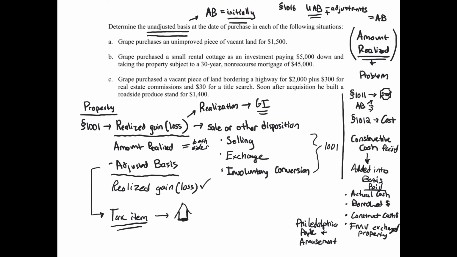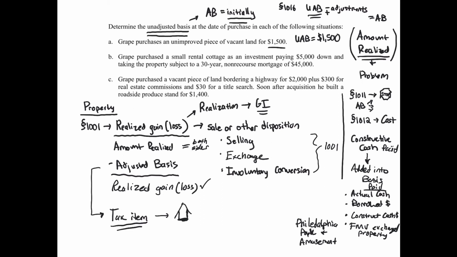Okay, so those are really the main elements when you consider basis. So let's consider A, B, and C. So in A, Grape purchases an unimproved piece of vacant land for $1,500. So thinking about what we have here, what you're paying with: actual cash, borrowed funds, constructive cash, taking on the other person's liabilities, and then fair market value of exchange property. We're just determining the unadjusted basis. We're not worried about gain like in the LeBron James computer truck example, right? So here, we only have one of those. We have actual cash, right? Remember, that's implied actual cash. So the unadjusted basis in A equals $1,500. It's just the actual cash.